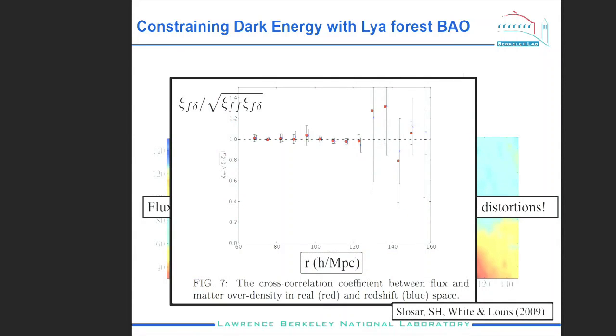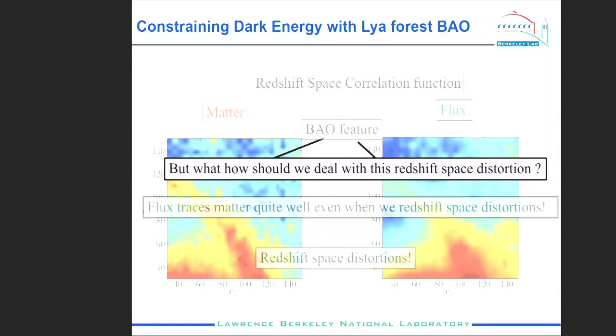So we took this, which is the cross-correlation between the flux and the density field divided by the square root of the two autocorrelations ratios. Okay? That looks very flat. No scale dependence, that's good. So we don't want to destroy the BAO peak. And it seems like that's something we could actually try to do because they trace each other quite well, which was surprising. So how should we deal with these redshift space distortions?